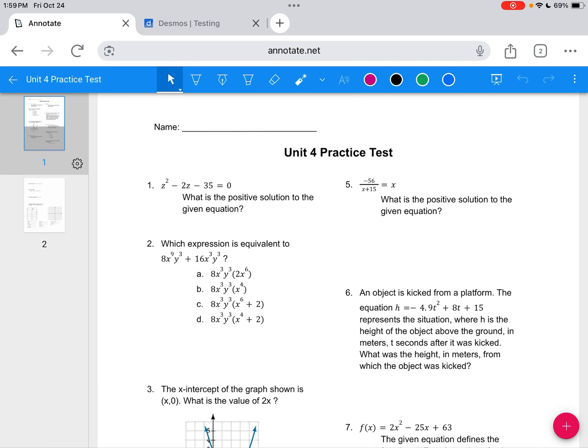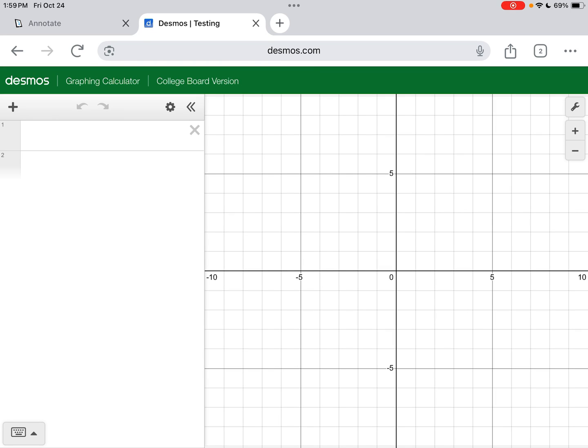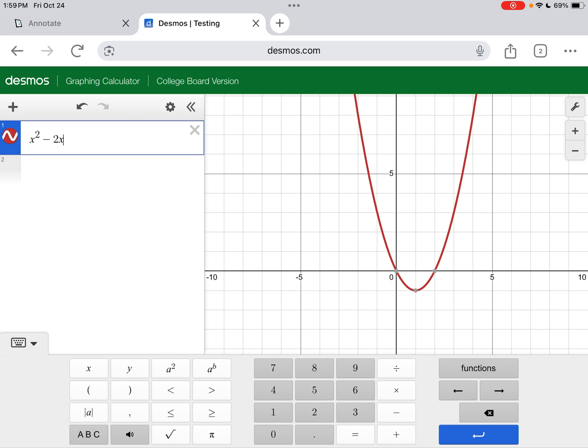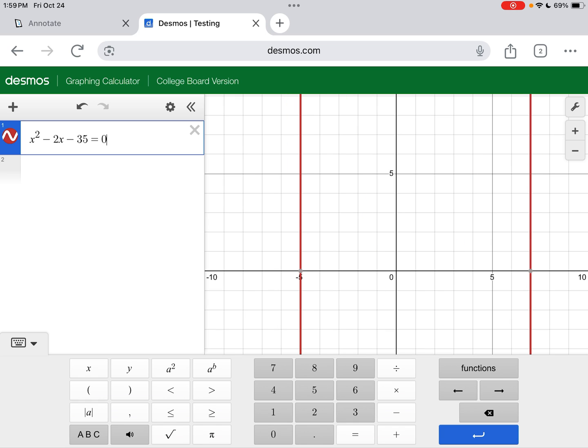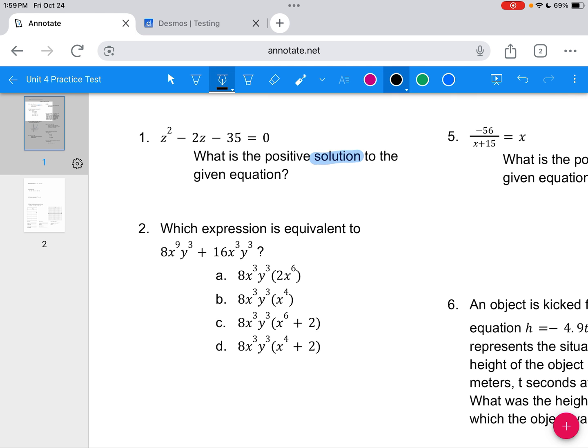Okay, this is the Algebra 2 Unit 4 practice test. Number 1 says, what is the positive solution to the given equation? Remember that a solution is an x-intercept. So I'm going to graph that using x's instead of z's. It's going to be x squared minus 2x minus 35 equals 0. Now we have two solutions. It wants the positive one, so our solution would just be x equals 7.